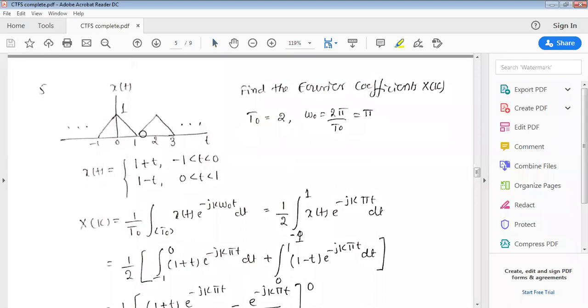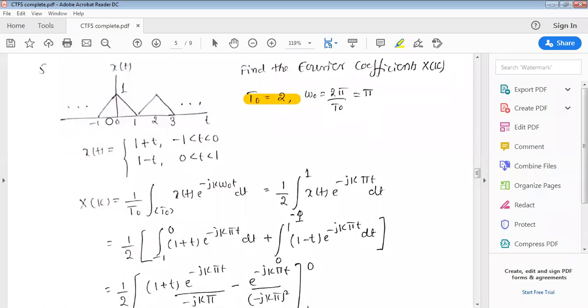What's the period of the signal? Anybody? Yes, 2. Good. It varies from -1 to +1, and again it becomes 1 to 3. Therefore, T naught is equal to 2. Therefore, omega naught equals 2 pi by T naught, and 2 pi by 2 is equal to pi.